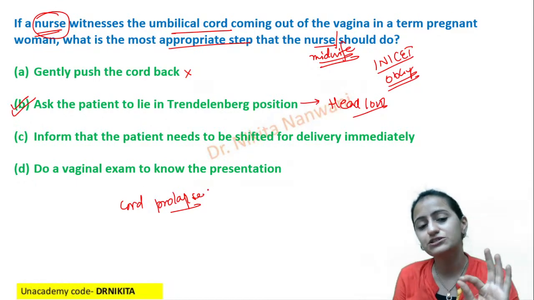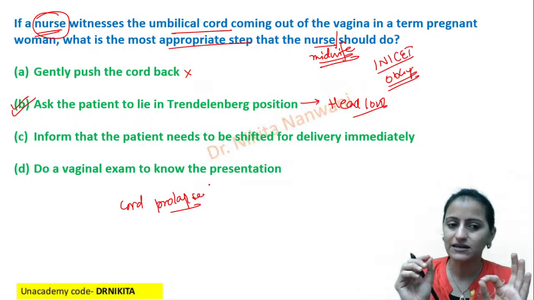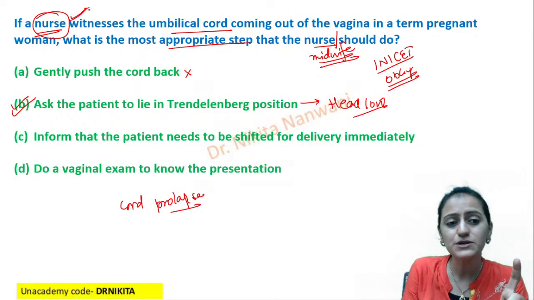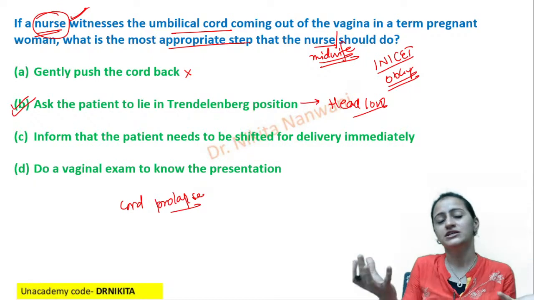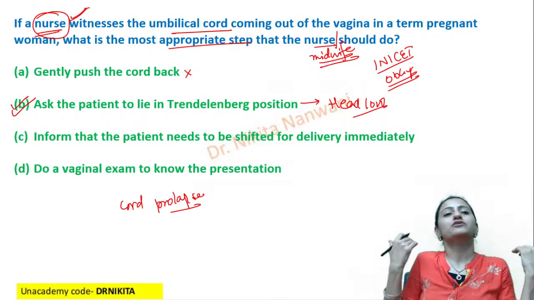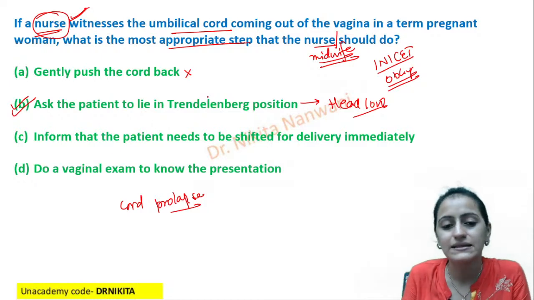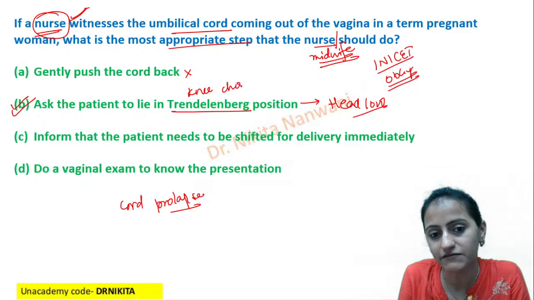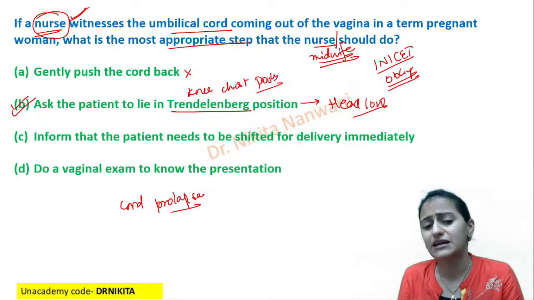So do not touch the cord with bare hands. You need to wear the gloves or gauze piece लेके फिर आप minimally फिर push कर सकते हो. But उसके पहले, especially when it's a midwife or a nurse, the first thing to do is give head low position. So that with gravity, when you give head low position, the cord will go up, and that is the first thing to be done. You can give Trendelenburg position, you can give knee chest position. These are the positions that can be given.